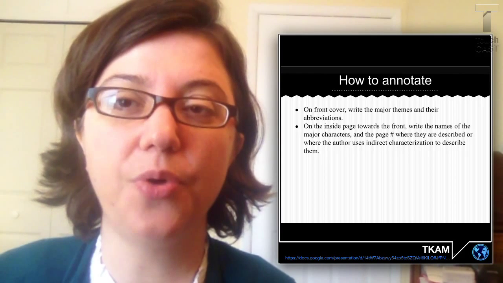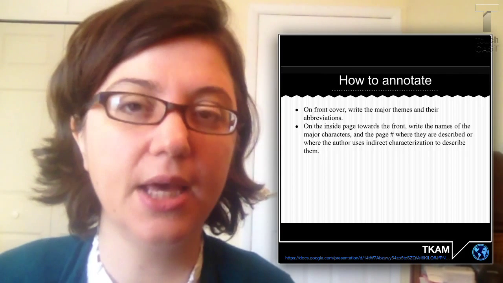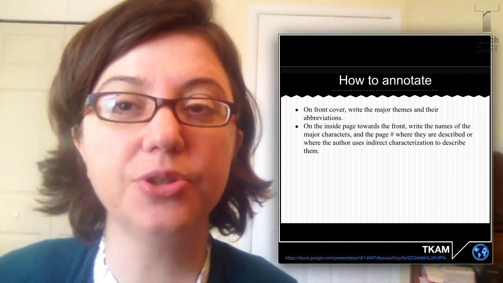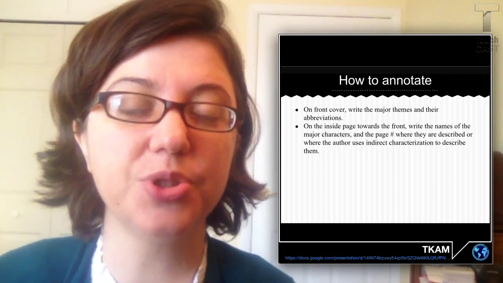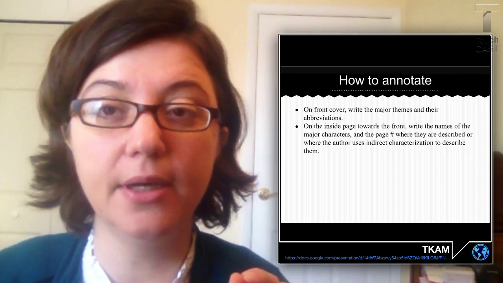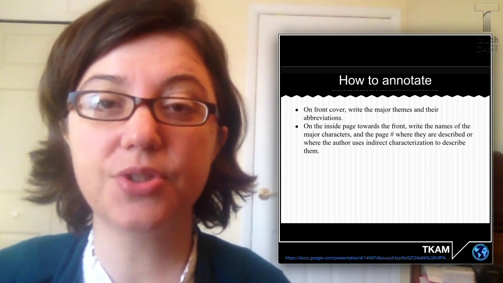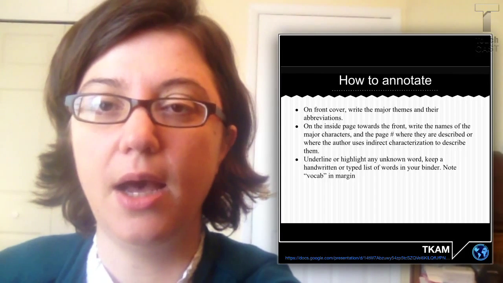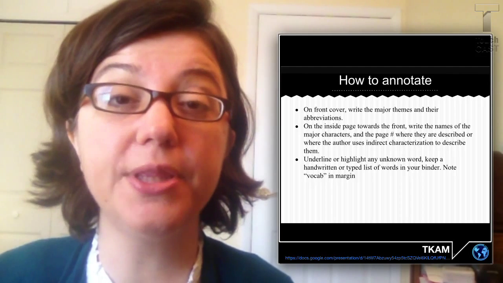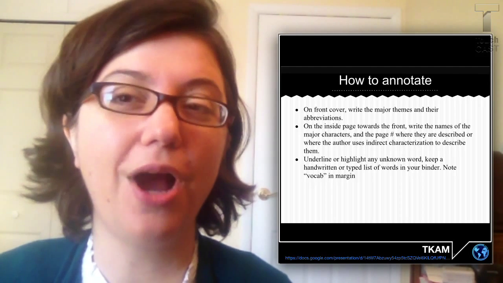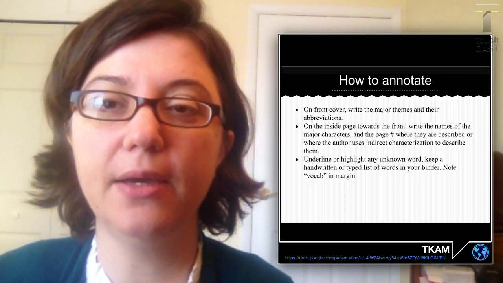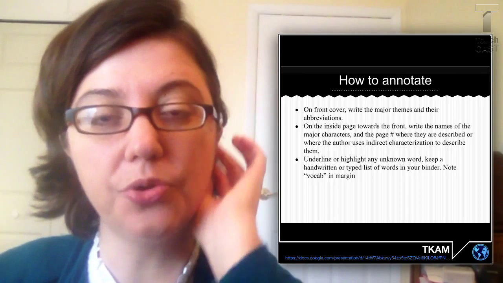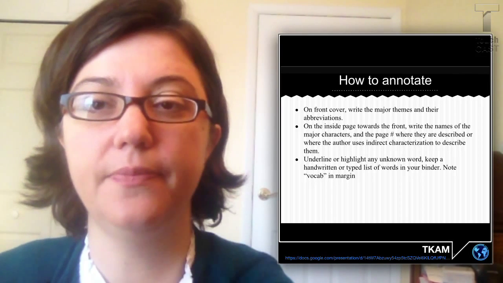So the next thing you're going to do on the inside pages, sort of towards the front, you're going to write the names of the major characters and then the page number where they're described or where the author uses indirect characterization. So as you come across that in the novel and you underline it, you're going to say, aha, this describes Jem, so I'm going to put Jem and I'm going to put the page number in the front. Then when you come across any word that you don't know, you're going to underline it or highlight it, and you'll be writing a handwritten or typed list of words that you'll keep in your binder or in your Google folder, and you'll write vocab in the margin.